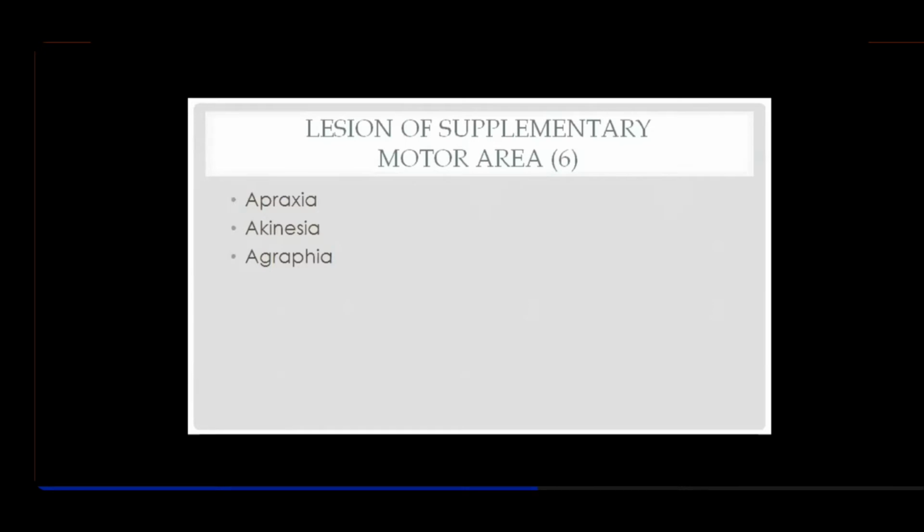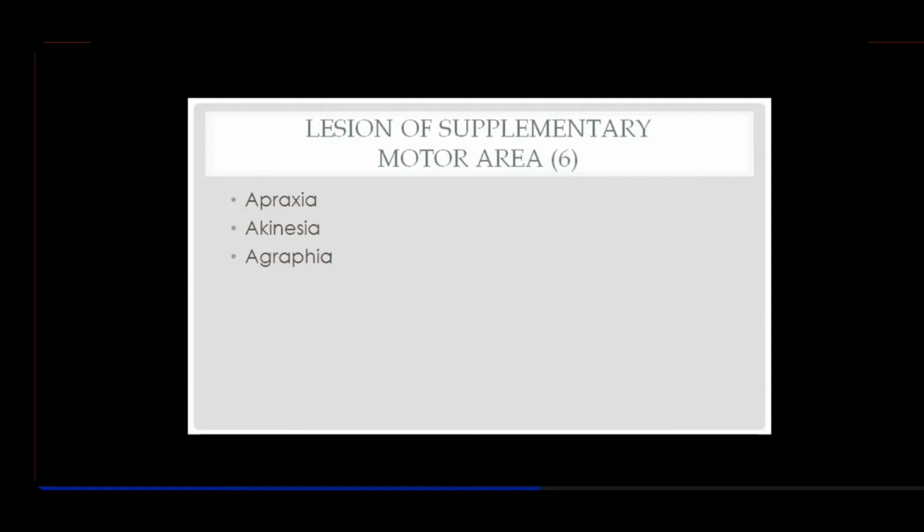Akinesia will also be there. Akinesia is loss of the muscle power to perform that activity, right? So these two are important words. Remember, apraxia and akinesia will come up when there is an injury of the supplementary motor area number 6 on the medial surface of the cerebral hemisphere.